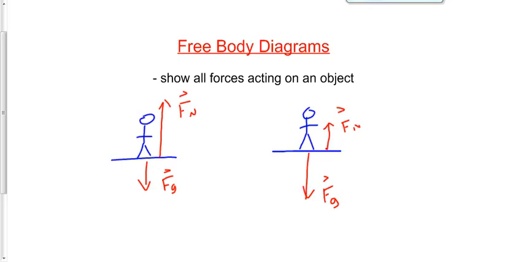There's something wrong with it. What is it, Rally? Yeah. It should be the same as the other one, right? The normal force should be drawn greater than gravity. Why, Rally?